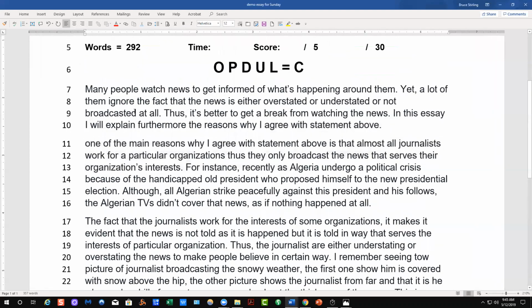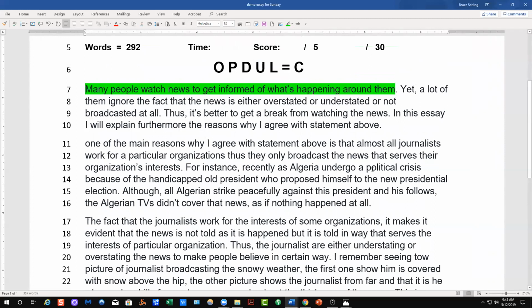So many people watch news to get informed of what's happening around them. That is a pretty good sentence. That tells me this person has a very good understanding of grammar so far. That's pretty good. We'll give that a green.